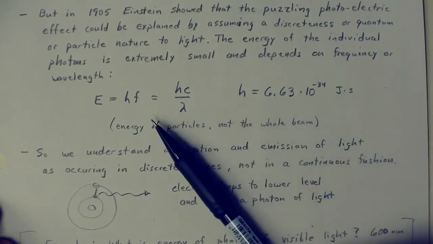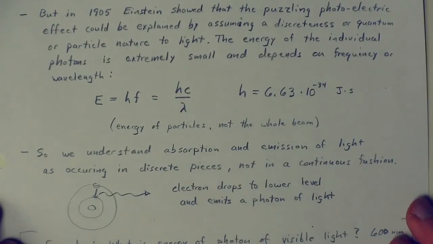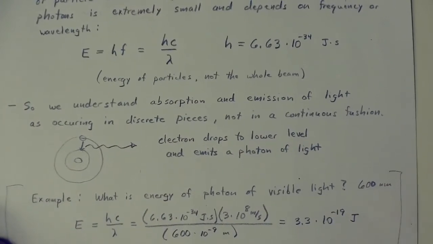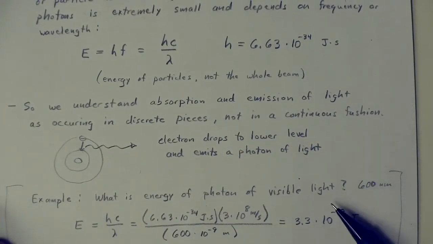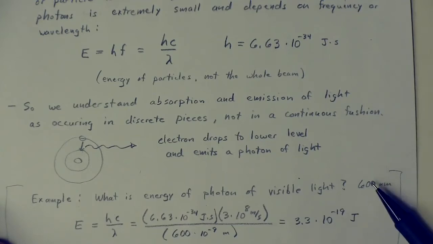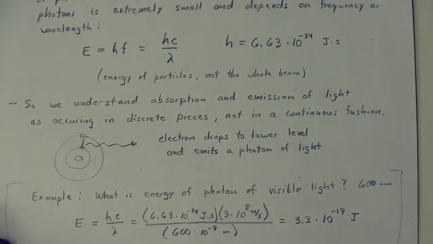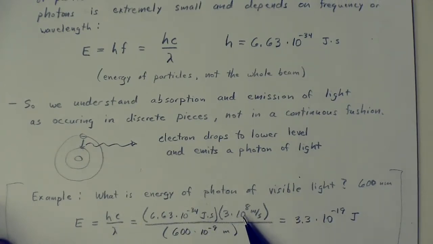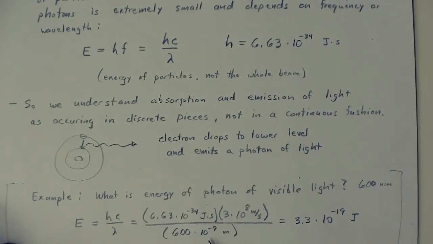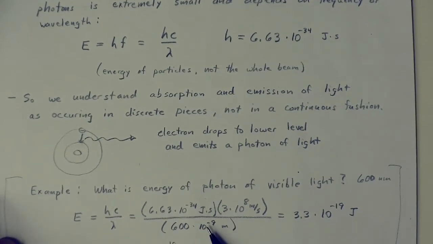Let's use this formula up here and calculate what is the energy of a photon. For example, what's the energy of a photon of visible light? Visible light is 400 to 700 nanometers. Let's just pick 600 for somewhere in the middle there. And if you use that formula to calculate hc over lambda, here's h, this very small number, that's the speed of light. And here is the wavelength, lambda, 600 nanometers, 10 to the minus 9 meters. And you get 3 times 10 to the minus 19 joules. That's an extremely small amount of energy.